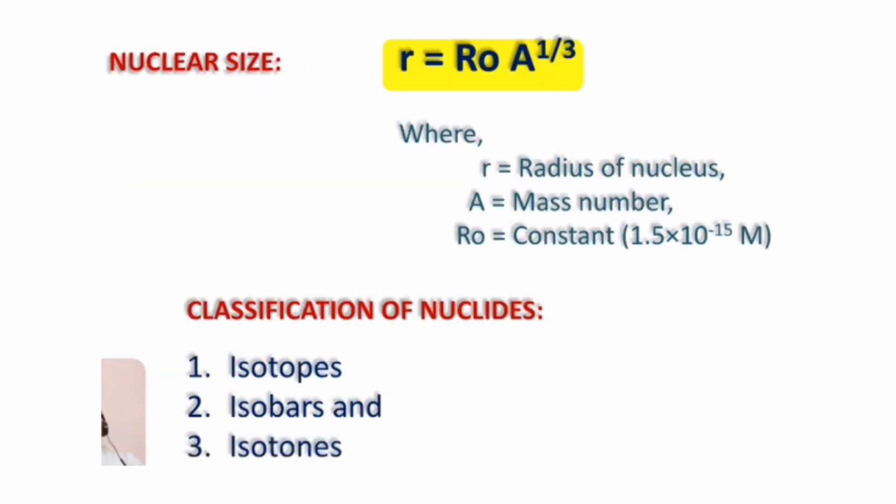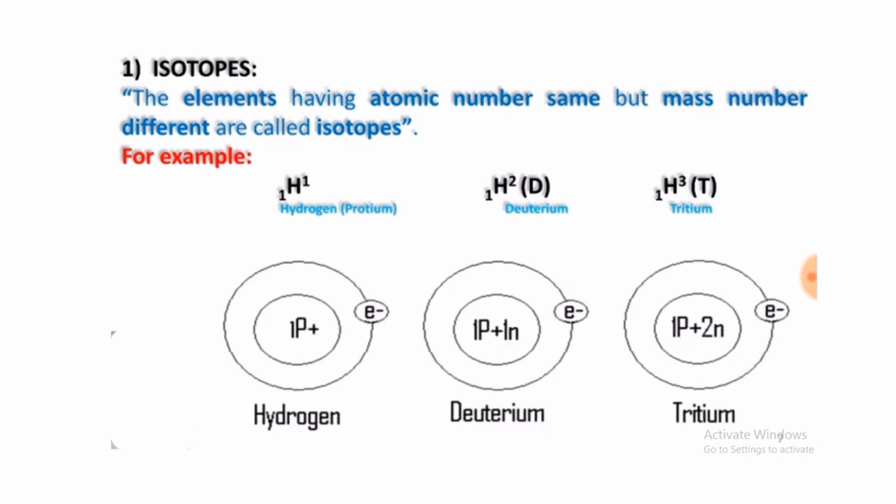So, nuclear size: the formula is R equals R0 times A to the power 1 by 3. Here small r represents the radius of the nucleus, whereas capital A represents the mass number, and R0 represents a constant, 1.5 times 10 power minus 15. Coming to the classification of nuclei, we are going to see three classifications. The first is isotopes, then isobars, and isotones. The elements having the same atomic number but different mass number are called isotopes.